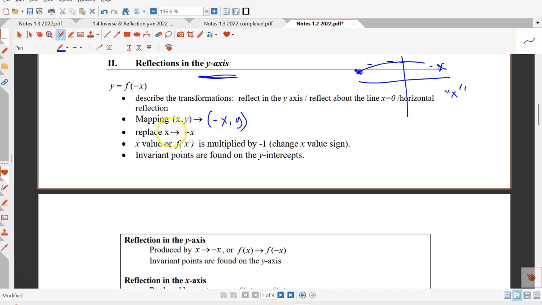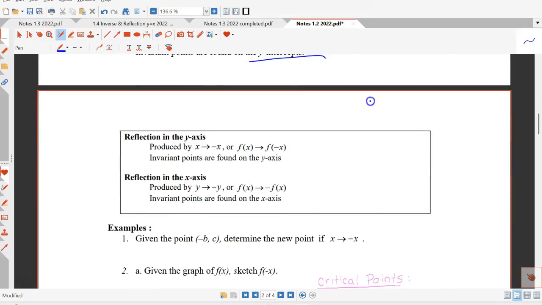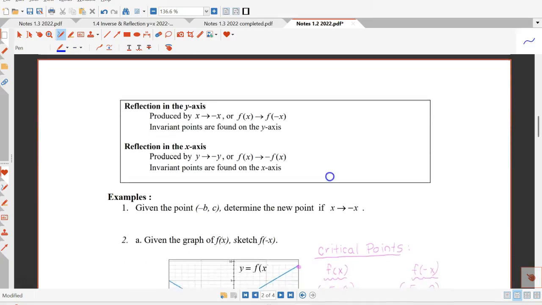Remember, I always think of this as u and v, and this is my u. So the x value is multiplied by -1. Invariant points are found on the y-axis. If I have a graph here and I reflect it, this becomes here, that goes there, and this stays in that spot.